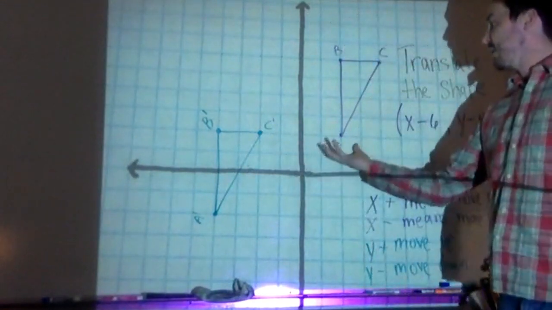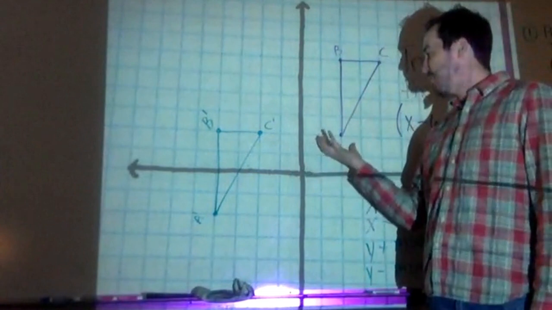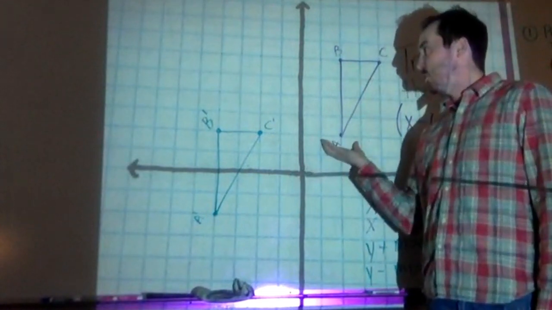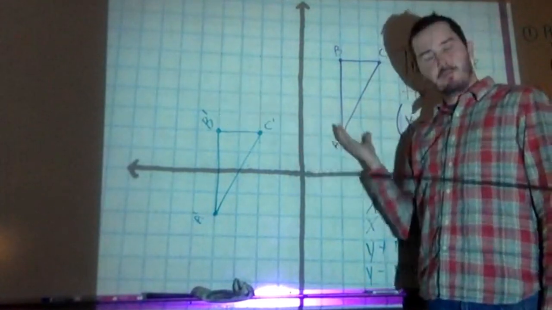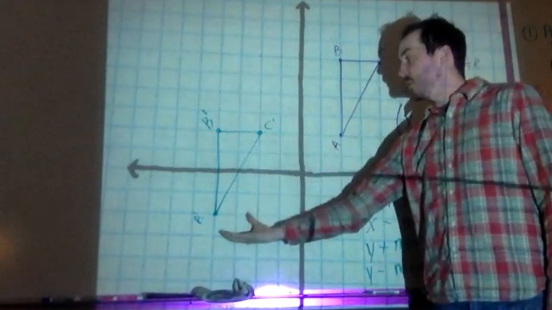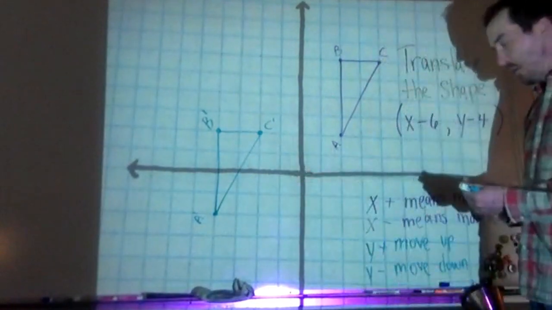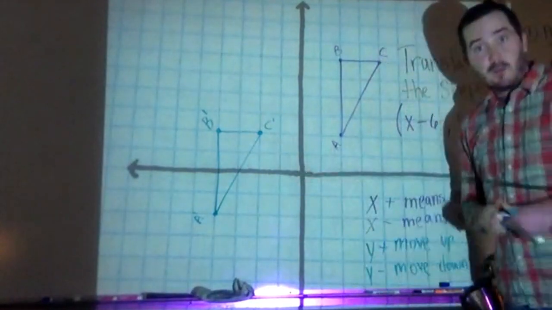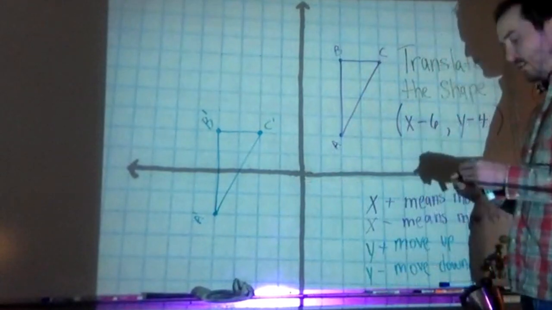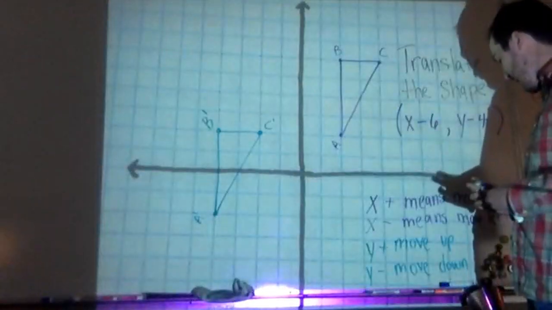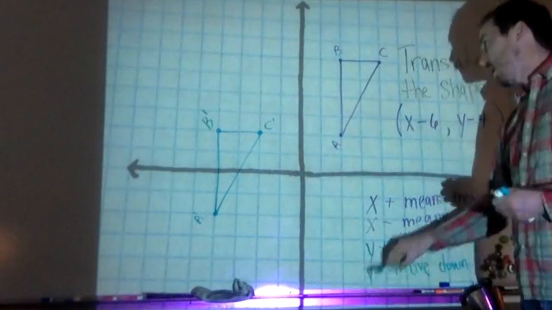So now what I've done is I have translated this object. I have taken this and moved it to the left 6 units and moved it down 4 units. Pretty simple that way.